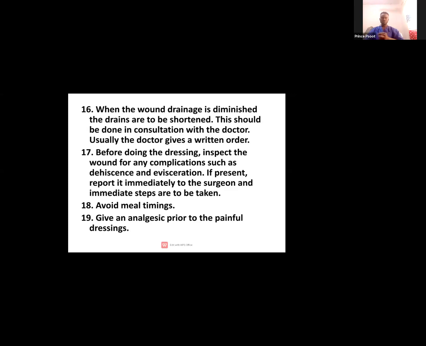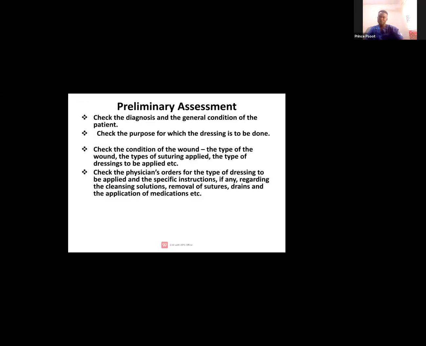So you avoid meal timings and you give an analgesic prior to the painful dressing. Some dressings are very painful. So all these things that we should keep in check. If you are doing a dressing and it's not healing up, there is breakdown, of course, you know that definitely action should be taken immediately. So those are the ones. Then you avoid meal timings. You don't come and dress a patient when the patient wants to eat. Then give an analgesic for pain. So you help them relieve pain.